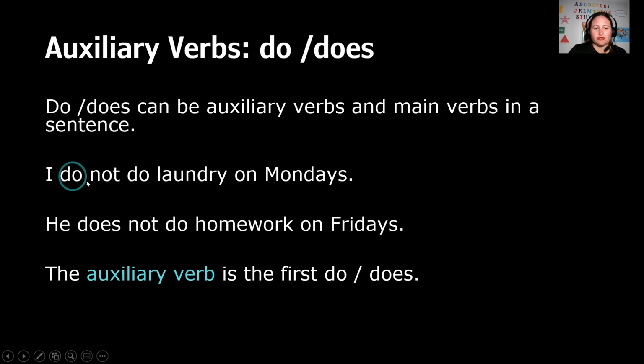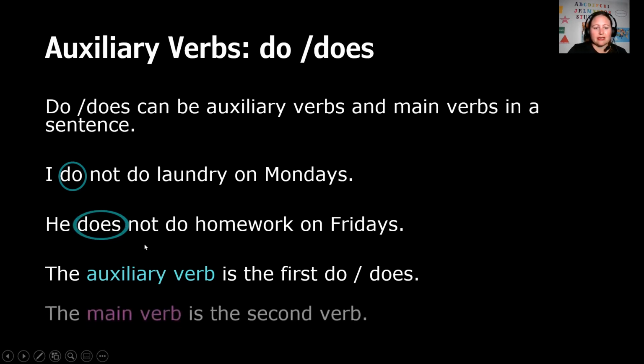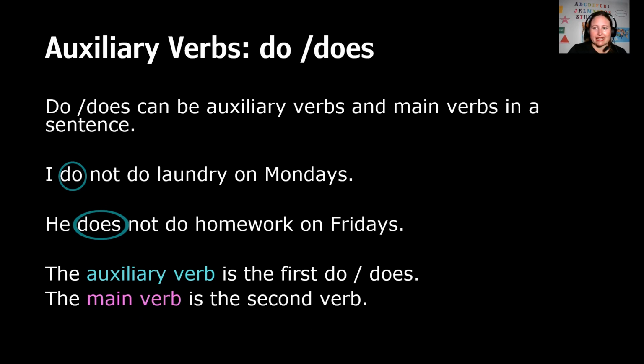So I do not, this do is the auxiliary verb. He does not, this one is the auxiliary verb. The main verb is the second verb. So this do in pink is the main verb. And this do in pink is the main verb.